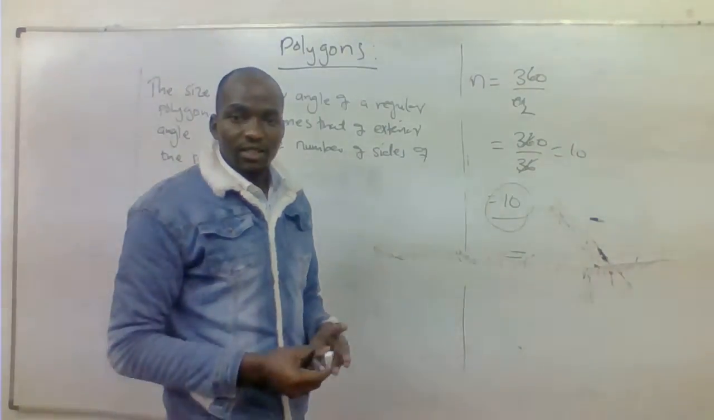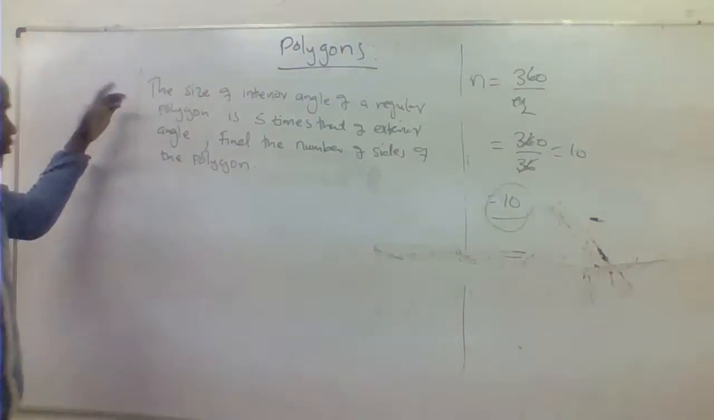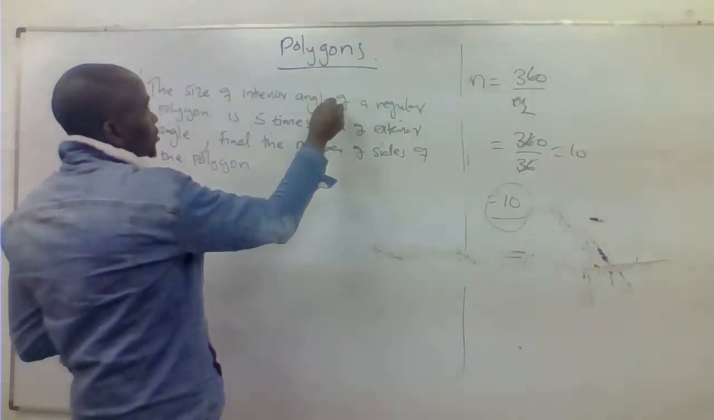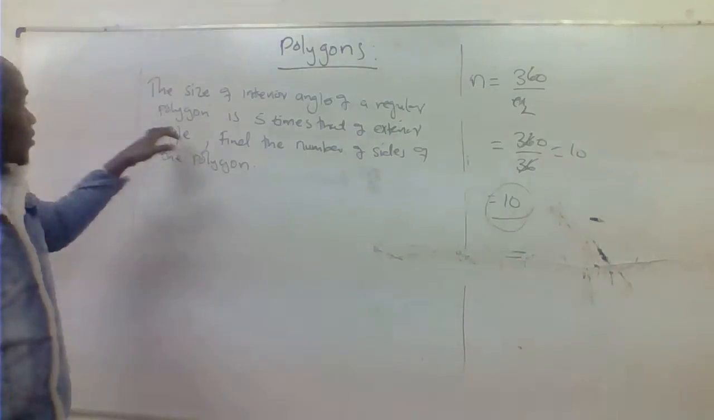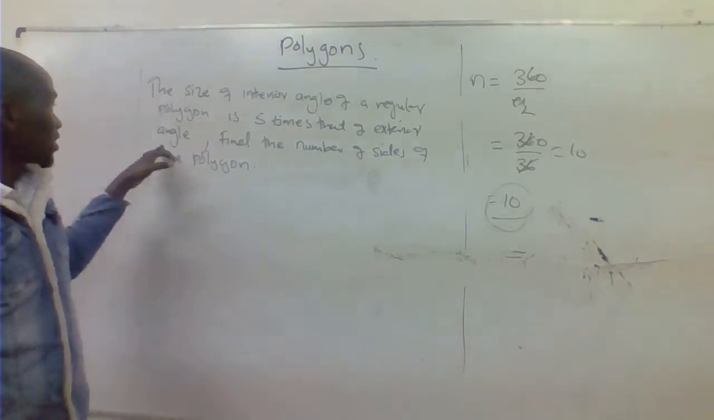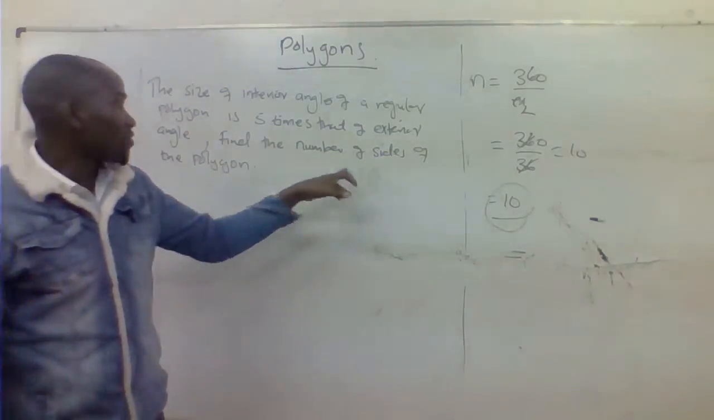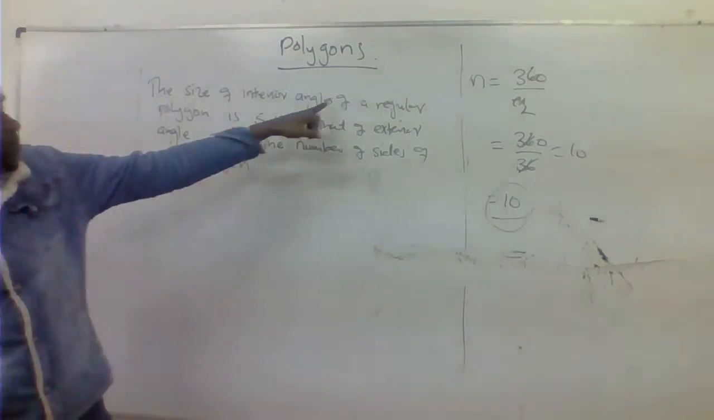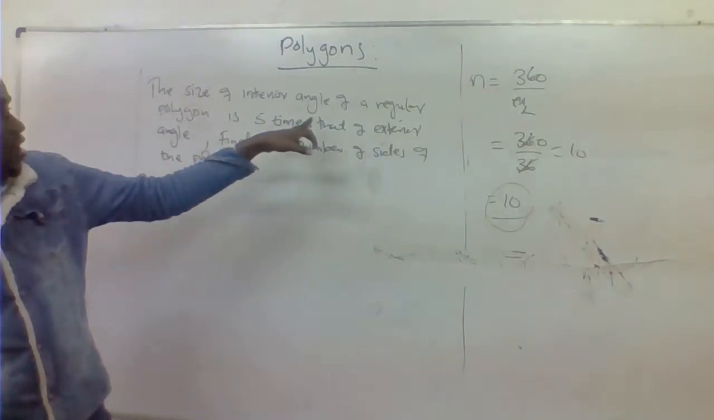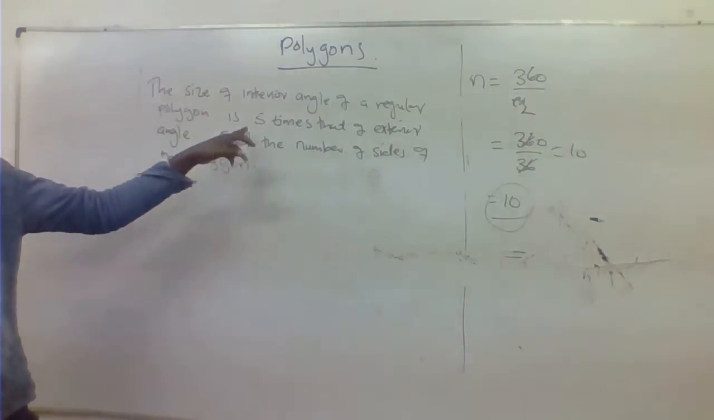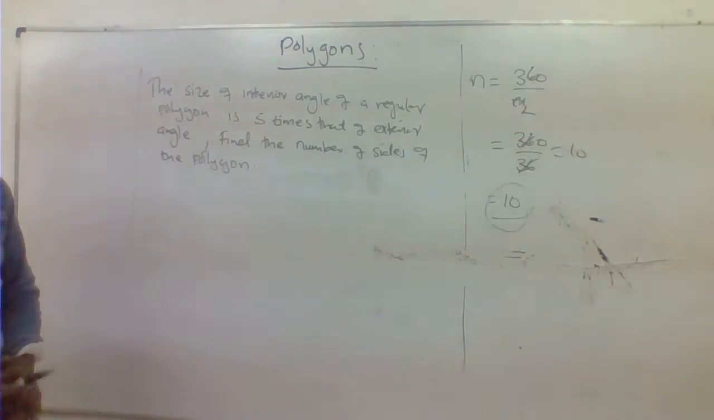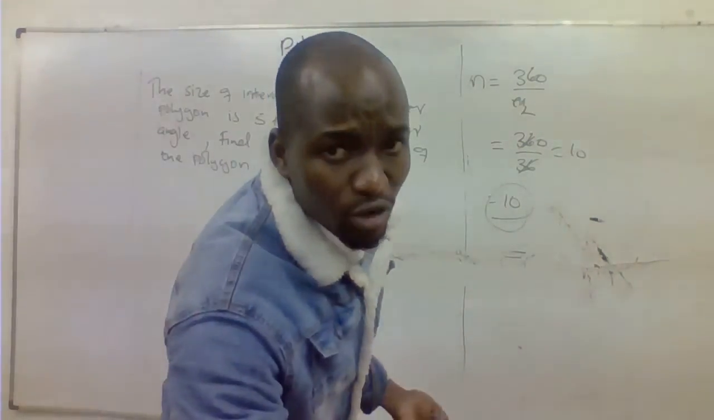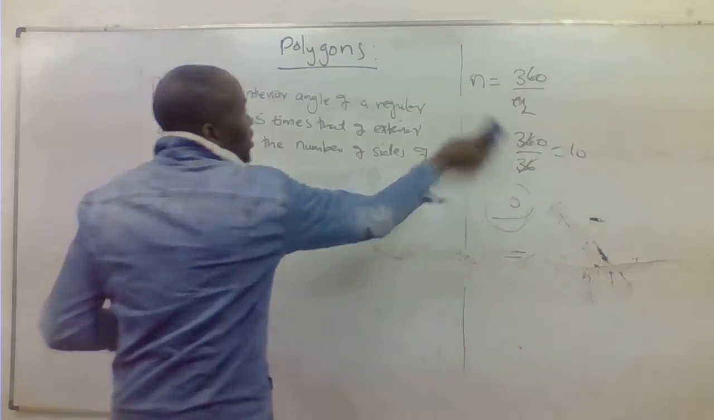Let's also have another example. We have this given example 2 here, which tells us that the size of the interior angle of a regular polygon is 5 times that of the exterior angle. Find the number of sides of the polygon. How do we solve such a question?